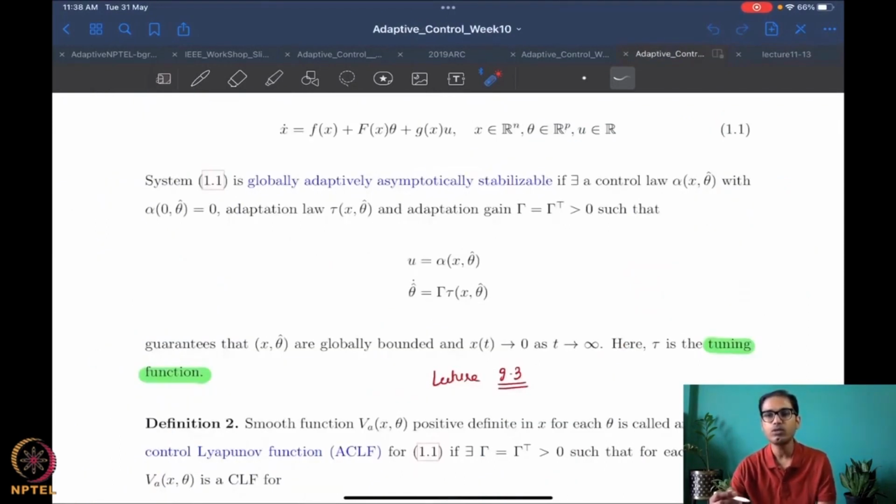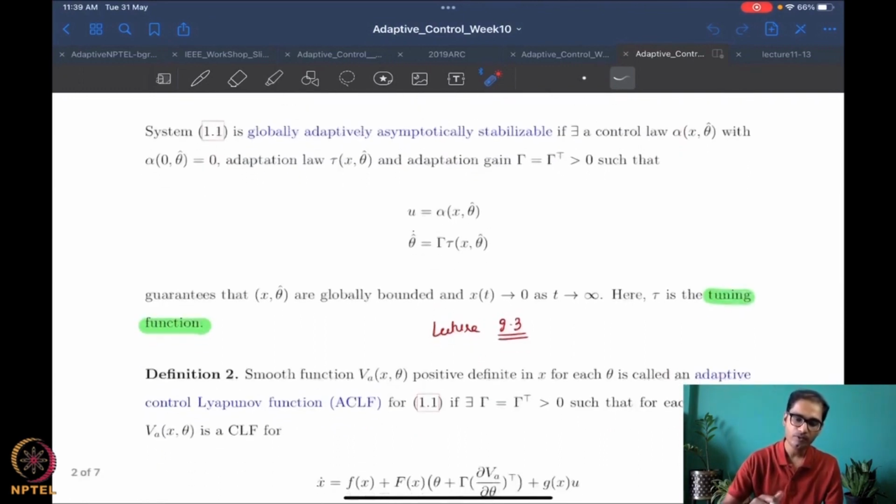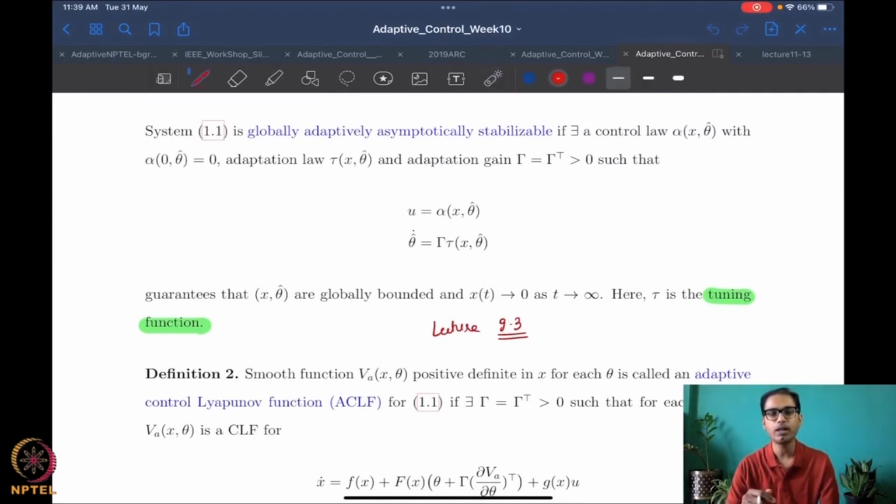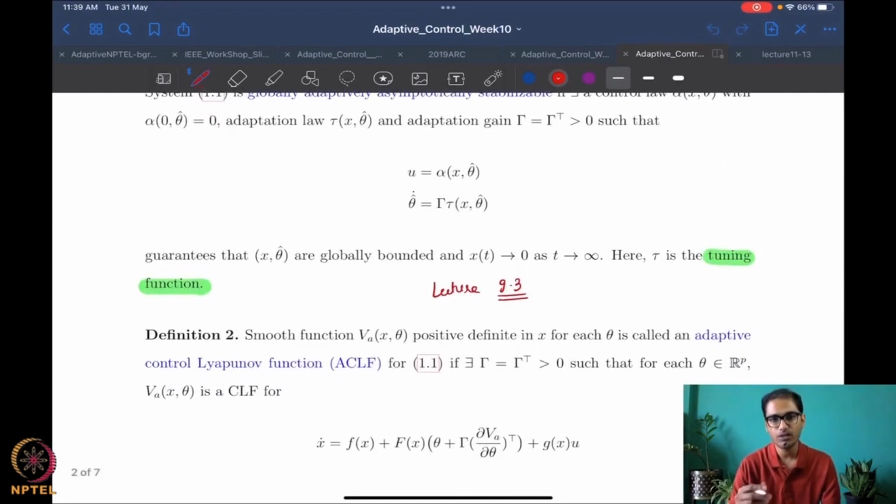So what we want to do now is to continue our discussion on adaptive control Lyapunov functions. Because if you notice, until now we did not actually talk about any uncertainties in the system at all, right? We only talked about a standard nonlinear control system. There were no uncertainties. Now, in this course, we are of course in a situation where there are uncertainties also. So we want to talk about what are called adaptive control Lyapunov functions.